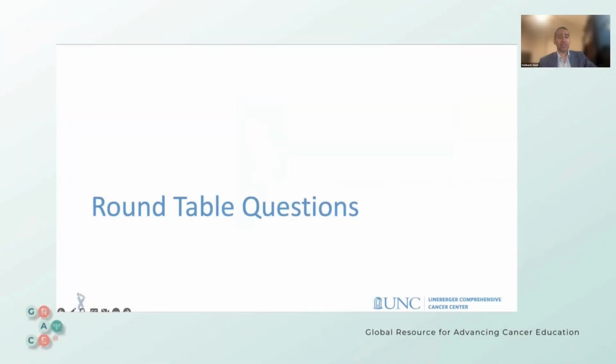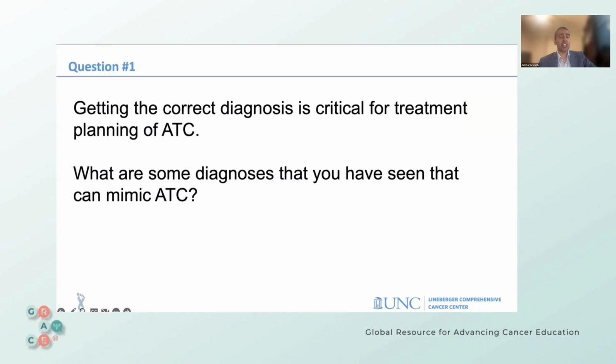And so this is open to all three of our panelists. I'll start with the first question, and I'll ask Dr. Johnson to go first, but it is critically important to get the right diagnosis, as Dr. Cubb just said. In your experience, what are some of the diagnoses that you've seen that can mimic anaplastic thyroid cancer, or where you thought you had ATC and ultimately it was something else?